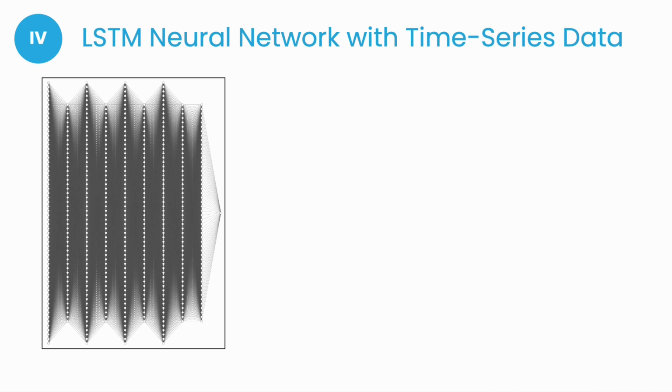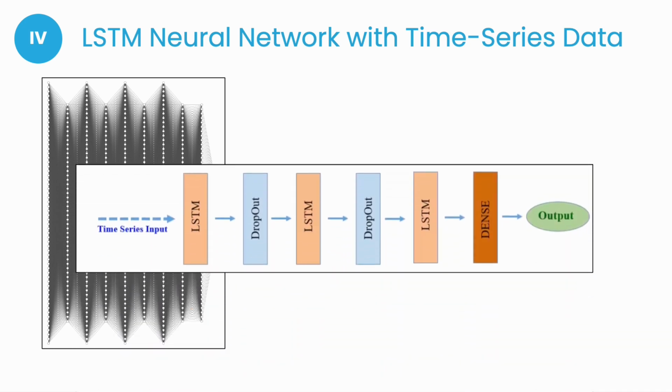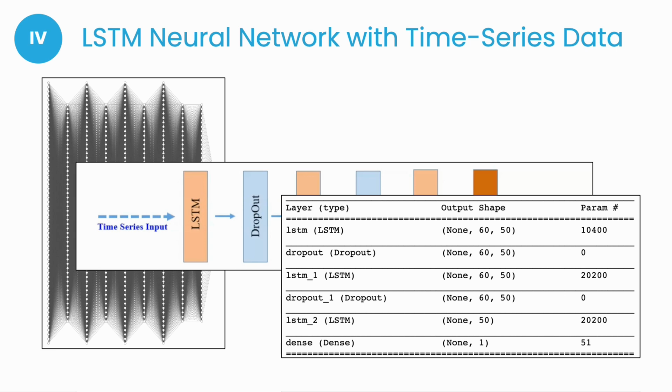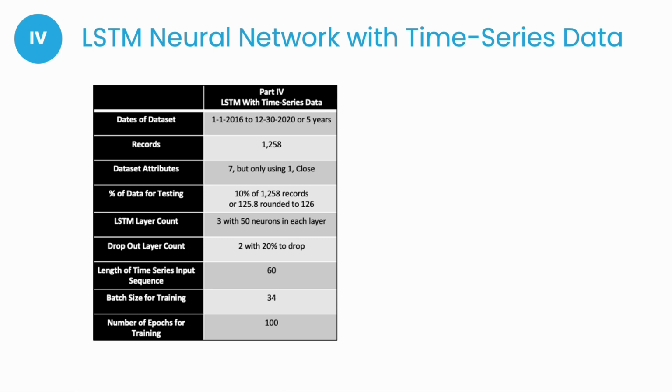First, I considered the network design with 3 LSTM layers, 2 dropout layers, 1 dense layer, and 1 output. Here's a simplified way of viewing the model, and here's details on the layers with the number of neurons in each. Next, I identified core parameters with 10% of data for testing, 3 LSTM layers of 50 neurons each, 2 dropout layers with 20% to drop, a length of the time series input sequence of 60, batch size of 34, and 100 epochs for training.